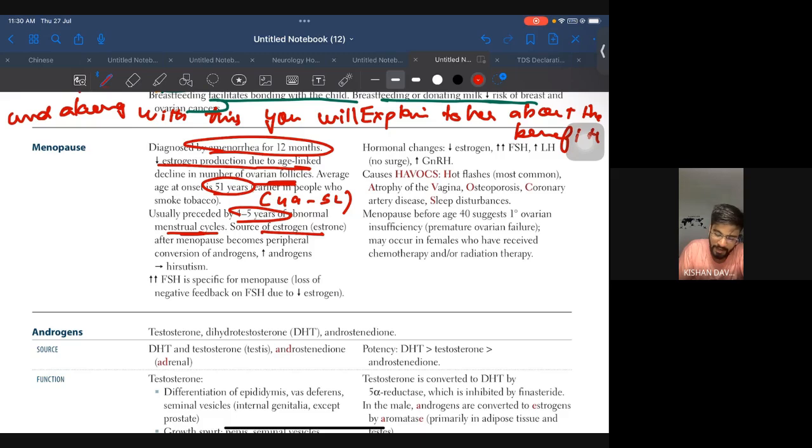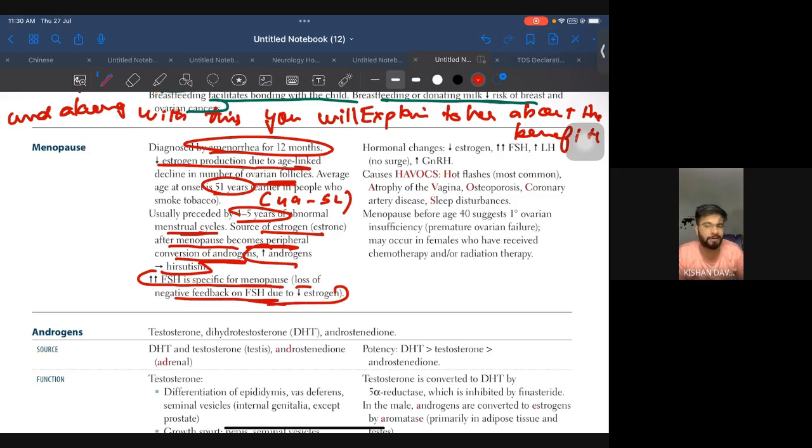The source of estrogen after menopause becomes peripheral conversion of androgens. So with the increase in androgens, there will be hirsutism. All right. Increase in FSH is specific for menopause because there is a lot of negative feedback on FSH due to estrogen. Okay, I told you that estrogen has a negative effect on both FSH and LH. But after menopause estrogen is less, so FSH and LH both will increase.